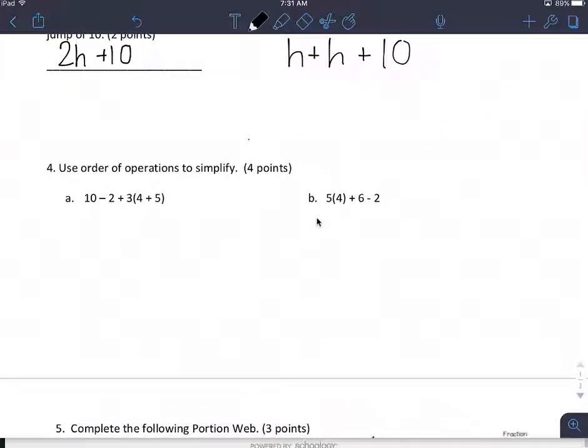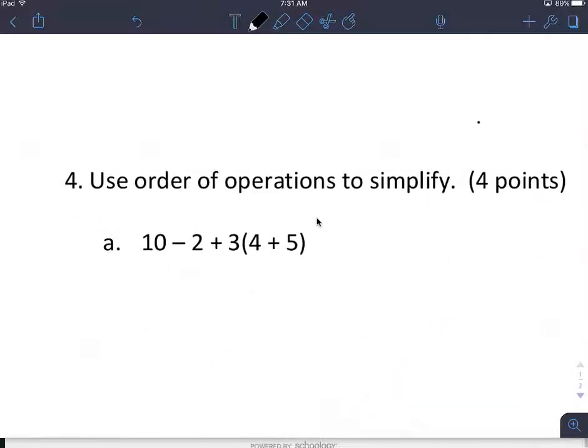Alright, use order of operations to simplify, starting with A. Okay, I'm going to look first and see, do I have any parentheses? Okay, well I do have parentheses. I have 4 plus 5 in parentheses, so this is going to become 10 minus 2 plus 3, and then inside the parentheses I have 9. I don't have any exponents. The next thing would be multiplication or division. The only multiplication that I have is that 3 times 9, so I need to do that first. 3 times 9 is 27.